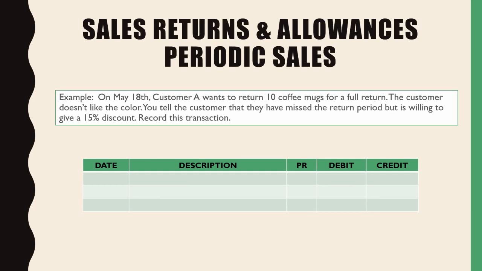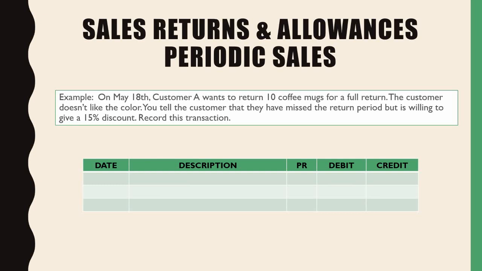How about I make a deal with you? I'll give you an additional 15% discount, okay? You've already missed the return policy. I cannot give you a full refund. However, you know what? I can give you a nice discount just to keep you happy and keep you coming back to my store. So let's go ahead and record this transaction. Okay? So what is my journal going to look like?